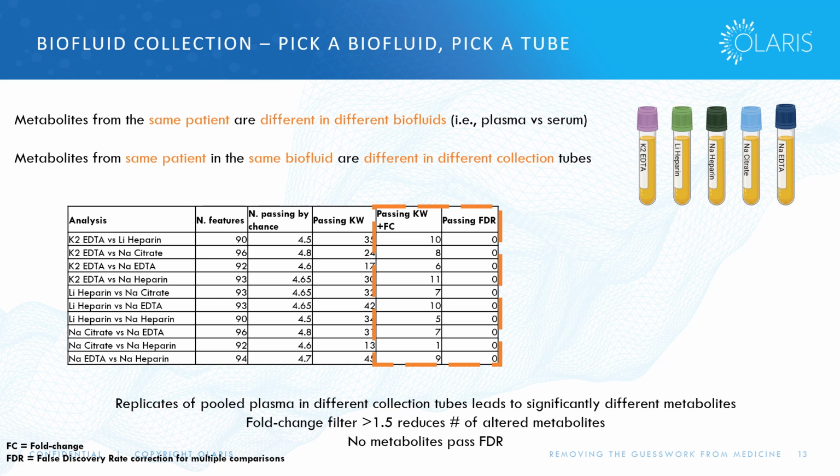Just thinking of that, here we get a much lower number of molecules that pass the KW test and the fold change. Even better, you could use a false discovery rate correction for multiple comparison, and in that case, you can see here that no metabolites pass that. So we highly recommend using more and more of these filters for your analysis, and that way you get more reproducible and more accurate results.